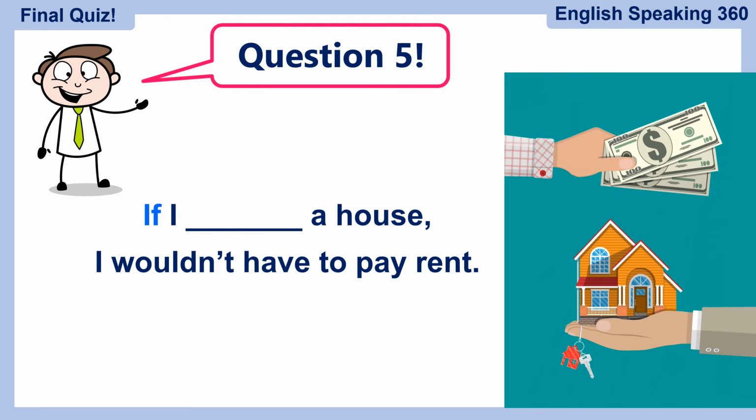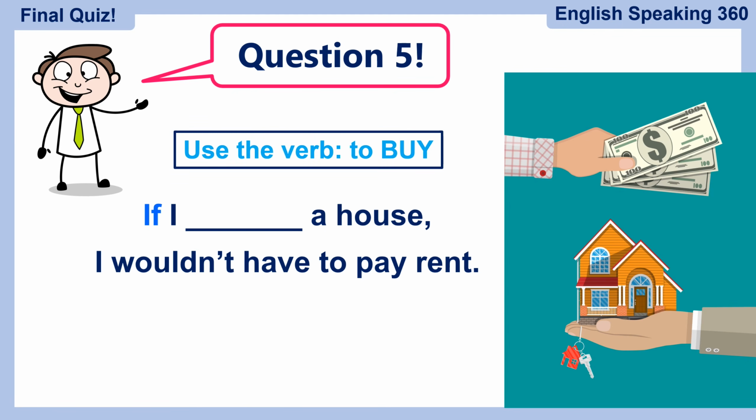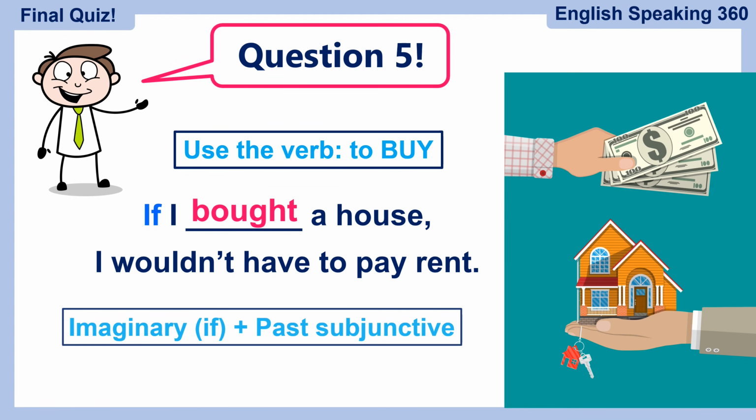Question 5. If I a house, I wouldn't have to pay rent. Try to use the verb buy. You ready? If I bought a house, I wouldn't have to pay rent. It is an imaginary if sentence, and you have to use the past subjunctive, but it is not the verb to be, so it looks like the past tense.